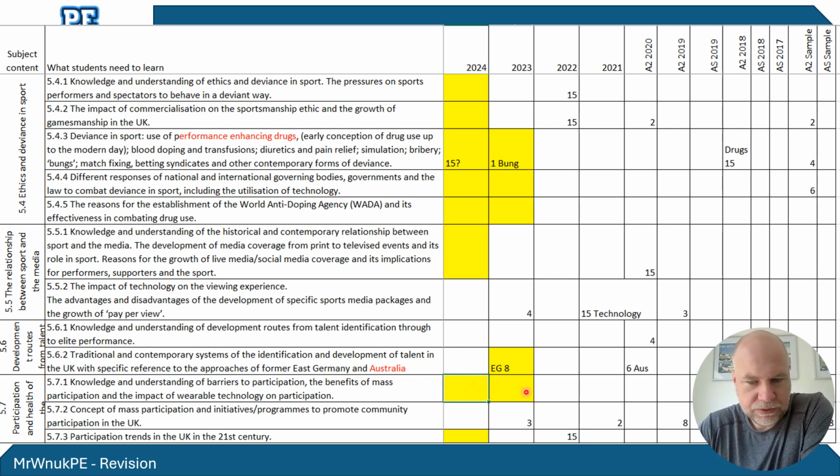But I would imagine, if I'm putting my money anywhere, it would be participation and barriers to mass participation, and the benefits of having mass participation in the UK. There was a 15-marker back in 2022 on participation trends, but what are the benefits of it? If it was a 15-marker, it would show you some data to analyze, as I talked about in the video I made the other day. And then some benefits to the nation, or it could be advantages or disadvantages of encouraging mass participation. So watch that video as part of your revision.